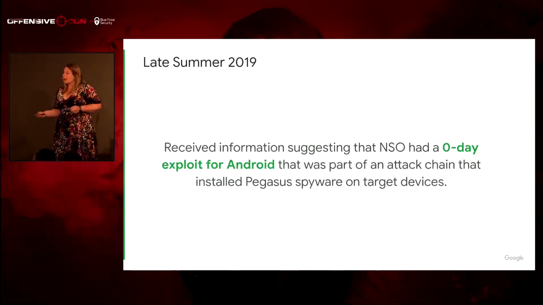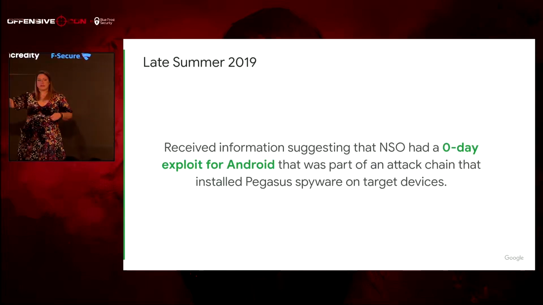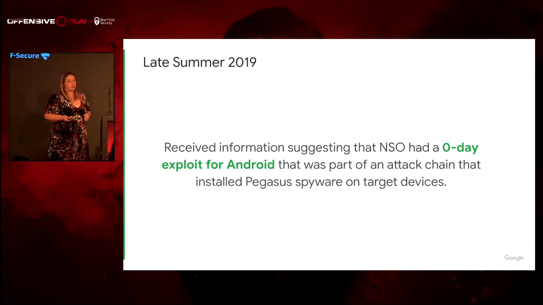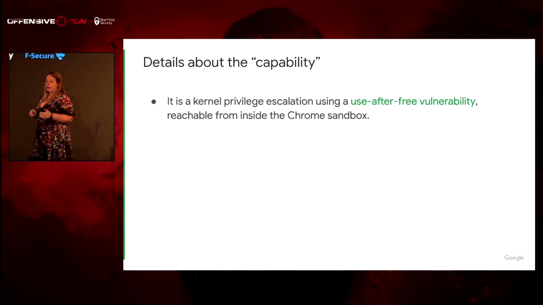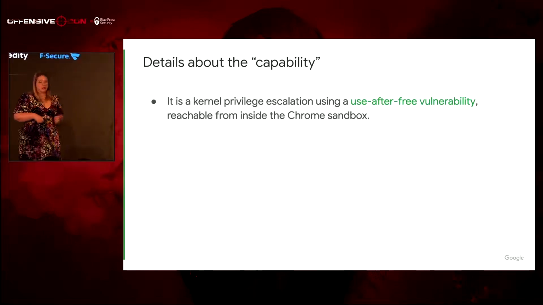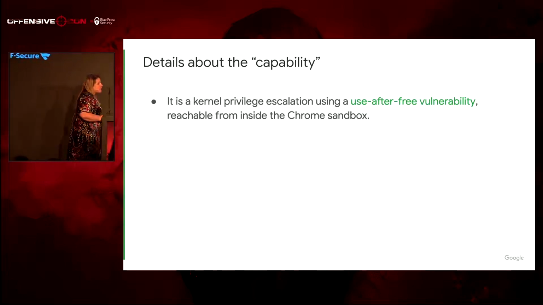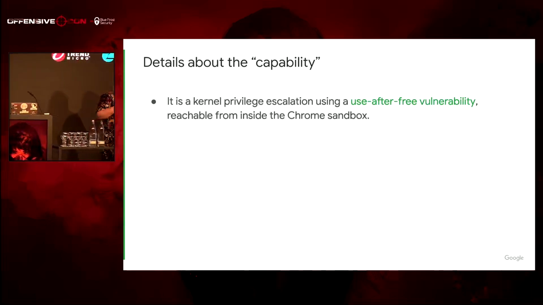Our starting point was a bunch of different facts, sort of marketing details about, hey, you can trust us, this capability exists because here's a bunch of information about it. So one of the first details about this capability was it's a kernel privilege escalation using a use after free vulnerability, and it's reachable from inside the Chrome sandbox. So from this, it already scopes down what we're looking for.